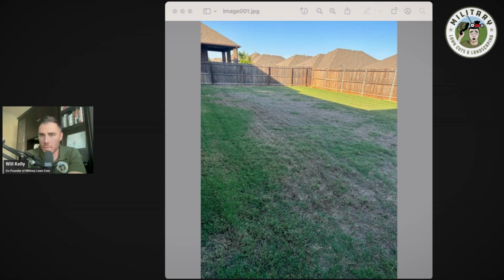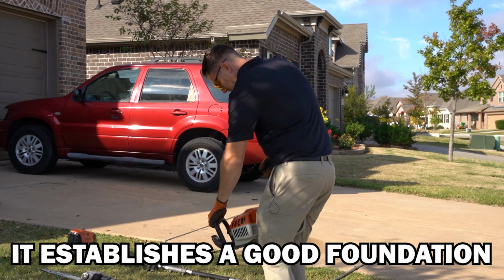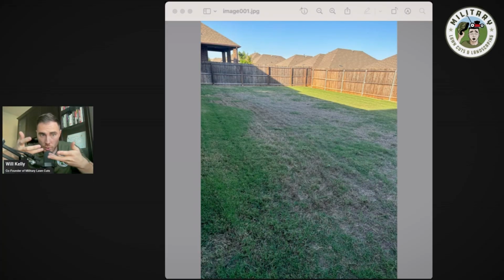Now, we don't offer this service. We tell the customer to do it for themselves. What that will do is it'll establish a good foundation for when we do come out and put the fertilizer down. The fertilizer will start to crawl in and fill in those bare areas.